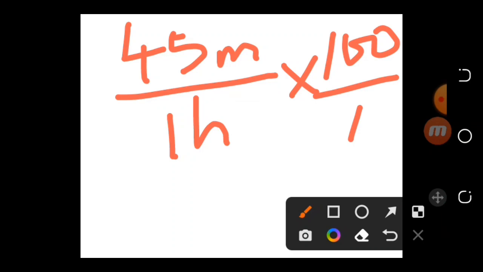When you see this, look at 45 minutes. Though these quantities are in time, 45 minutes is time, 1 hour is time, but they are not at the same level of quantities. This minutes, this hour. You can't start cancelling this. Please try to convert the entire thing to the lower value or the lower quantity. Minutes is lower than hours because minutes make hours. So convert 1 hour to minutes.